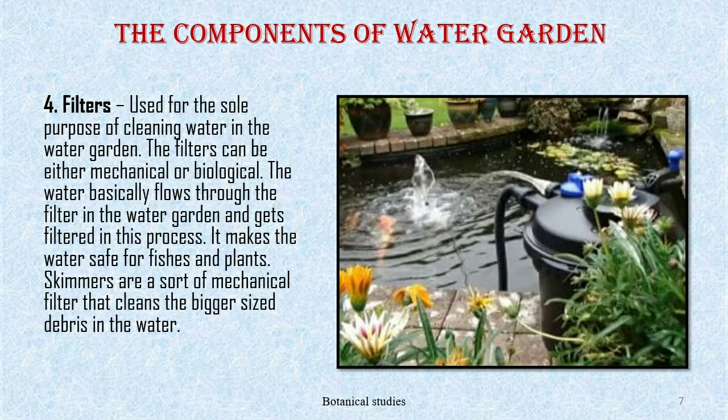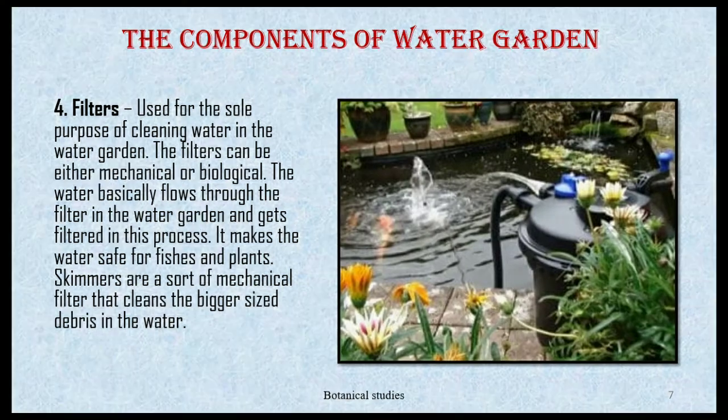Fourth, filters. Filters are used for the sole purpose of cleaning water in the water garden. The filters can be either mechanical or biological. The water flows through the filter in the water garden and gets filtered in this process. It makes the water safe for fishes and plants. Skimmers are a sort of mechanical filter that cleans the bigger sized debris in the water.